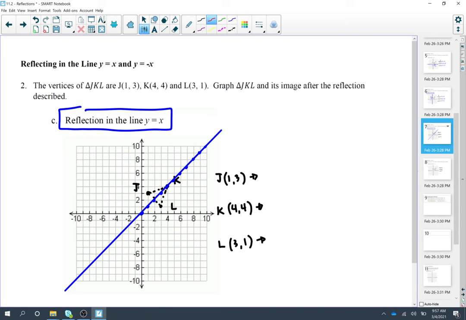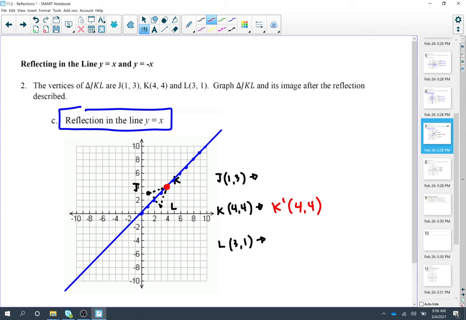Now, when we reflect, do you notice this guy kind of looks symmetrical? Okay, so do you notice, first of all, I'm going to start with K. It's actually sitting on the line. So if it's sitting on the line, can it actually reflect over the line? And the answer is no. So K is going to stay put. So K prime is going to be in the same place. He's going to stay at 4, 4.